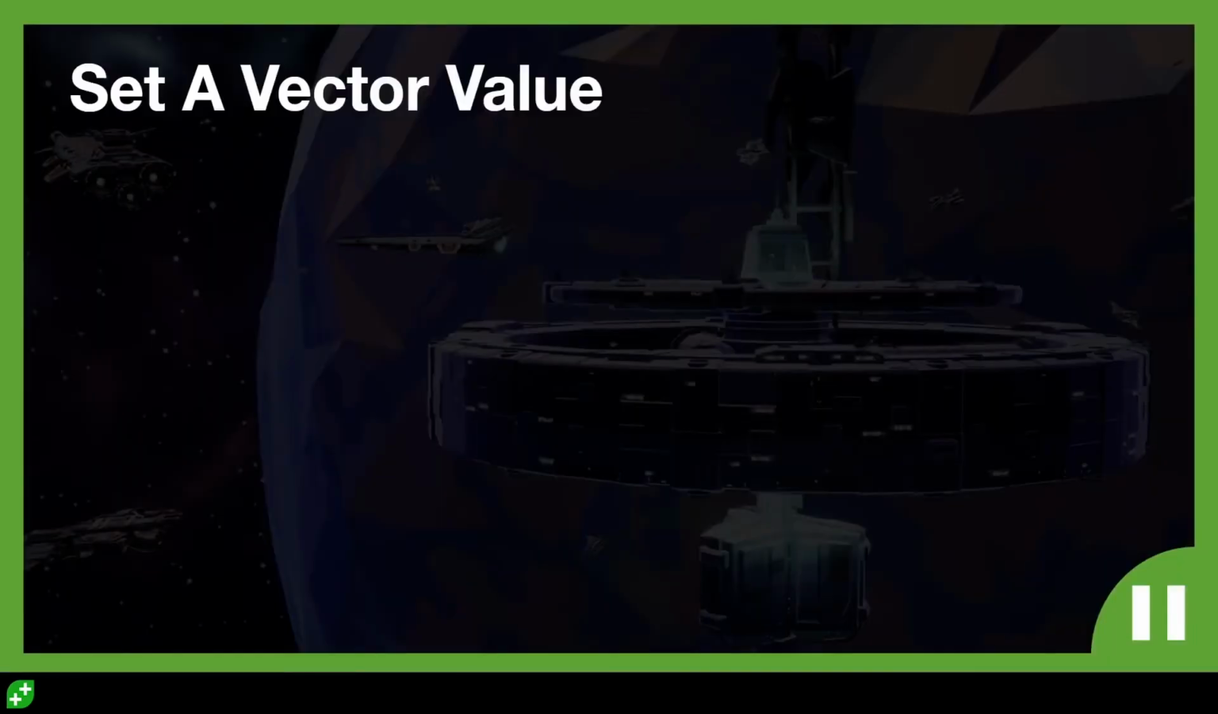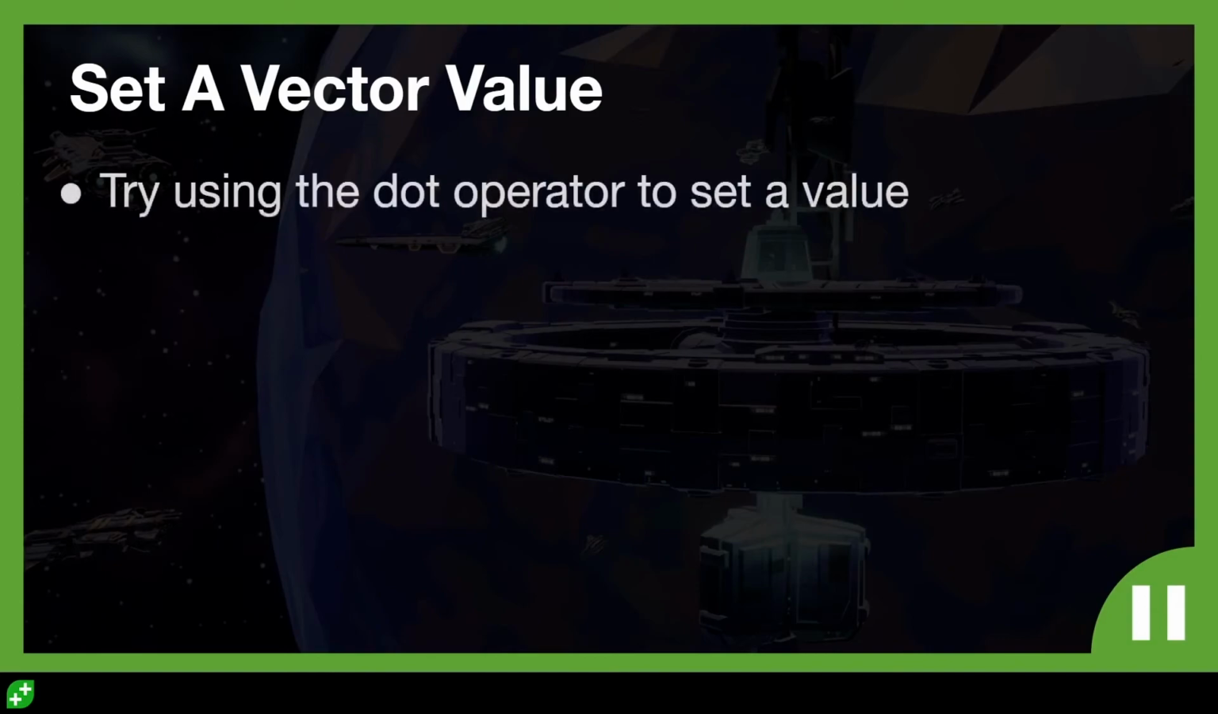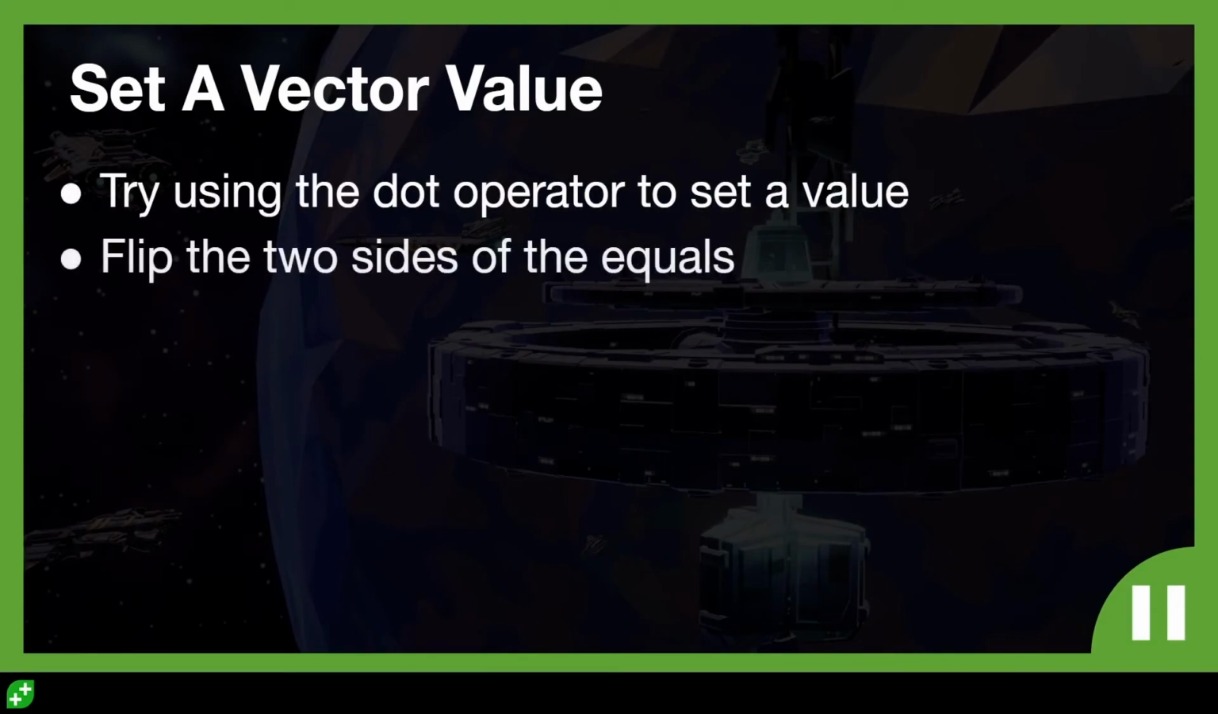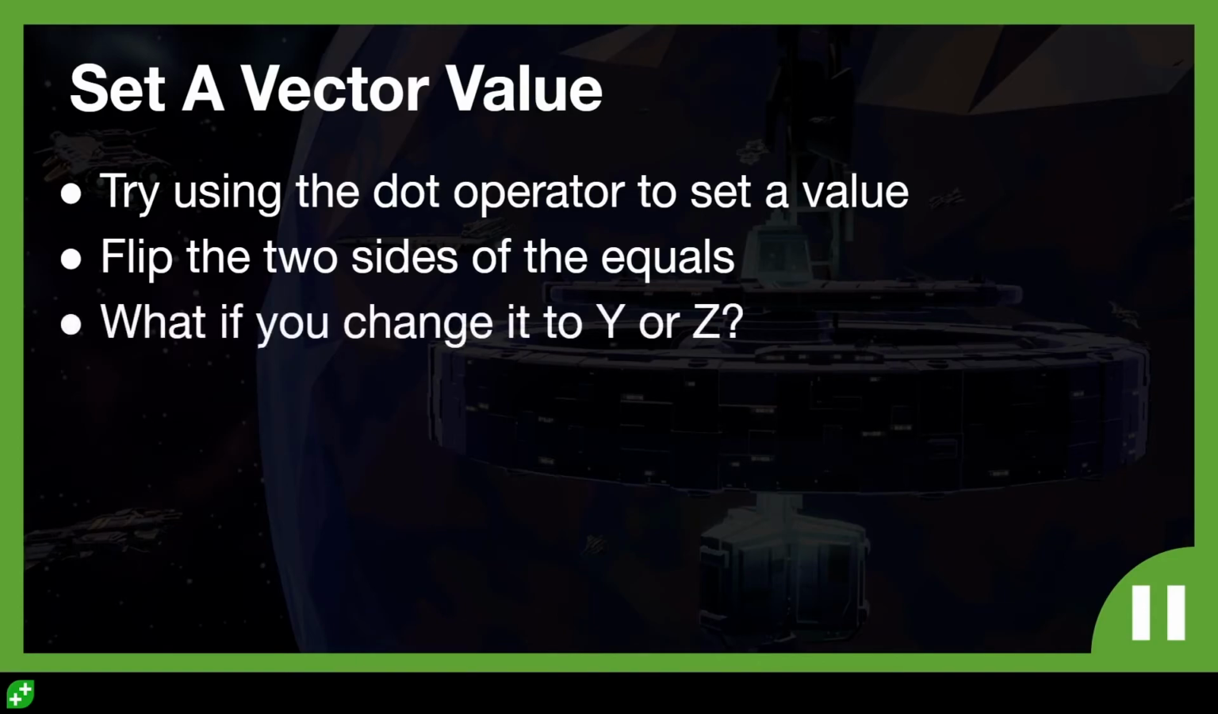So I'd like to challenge you to set a vector value. We've been getting values from the vector. Now let's try setting them. Basically, try using the dot operator to set a value. Try flipping the two sides of that equals so that we have the my x on the right and the my vector over on the left instead. And what if you change it over to y or z? Is there any difference there? Pause the video and have a go.